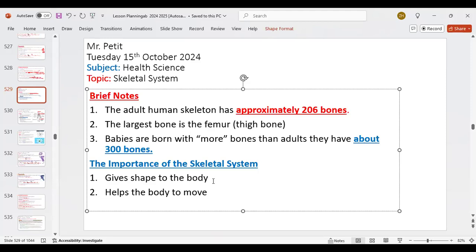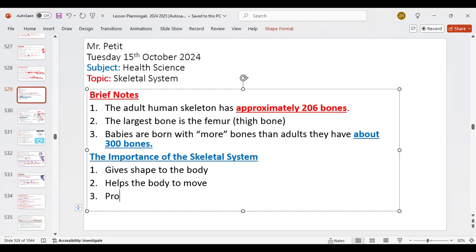All right, what else about the skeletal system? It protects what? Vital organs, internal organs. Give me some organs that are protected by the skeletal system. The heart, the liver, the lungs, the intestine, the stomach, the brain. The brain is protected by which part? The cranial cavity, the skull.